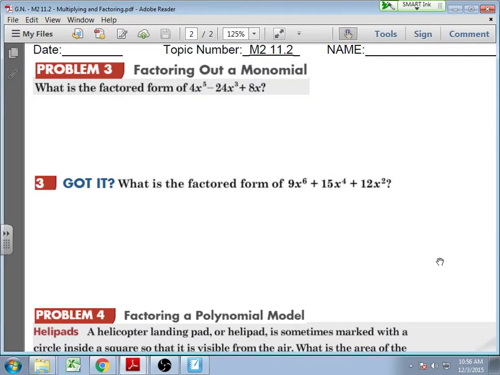Try it on your own. What's the factored form of this? So you want to pull out the greatest common factor from all of them, and then figure out what trinomial will be in the parentheses. I got it.